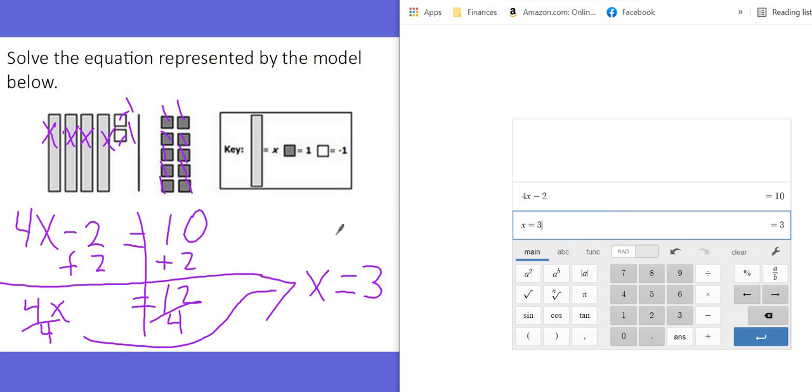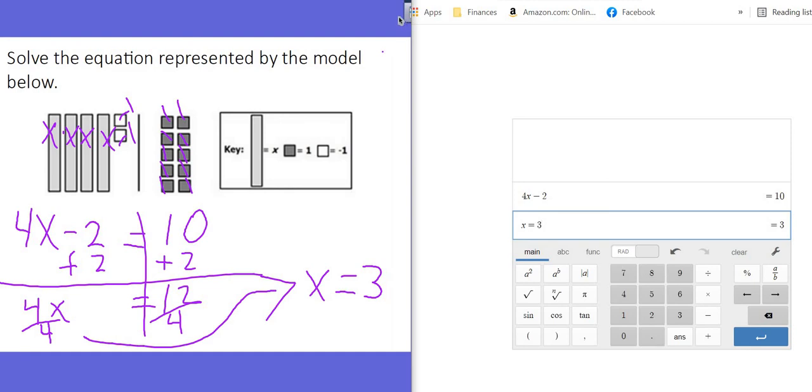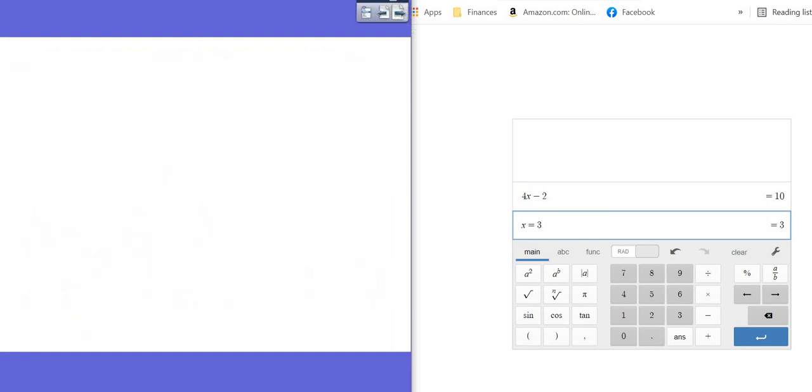So that's how you would solve an equation represented by a model. You first have to write it out carefully using the key, and then solve it and finally check it in your calculator. Okay? I really believe all of you can do super well on this test. So study hard. We'll see you tomorrow.